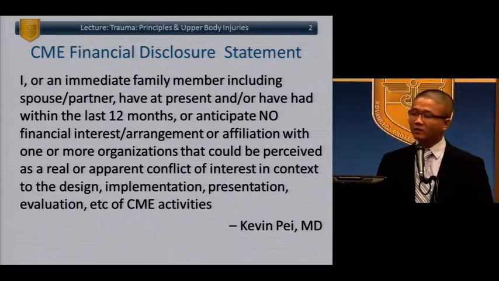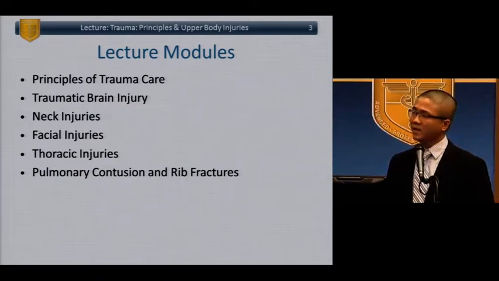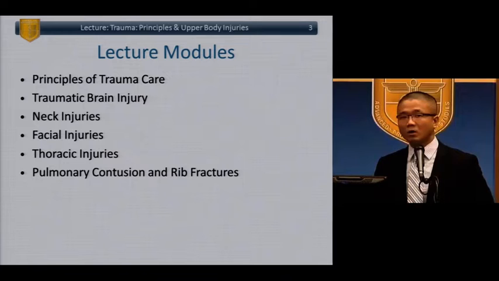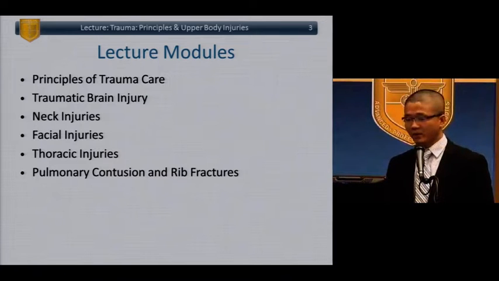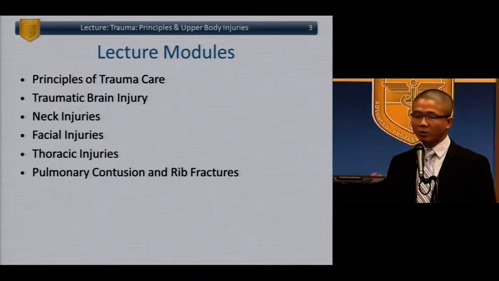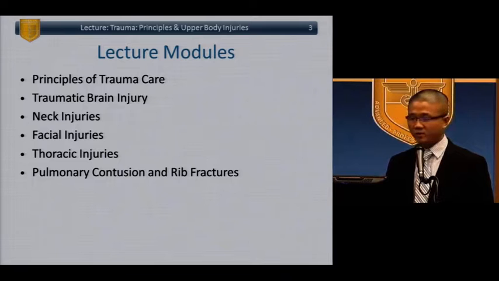I have no disclosures. Through the next hour and a half, we will discuss principles of trauma care and really just go head to toe. And then the second module will be related to lower extremity. We'll start with traumatic brain injury, work our way down to neck and facial injuries, cervical spine injuries, thoracic injuries, and then talk a little bit about pulmonary contusions and rib fractures.